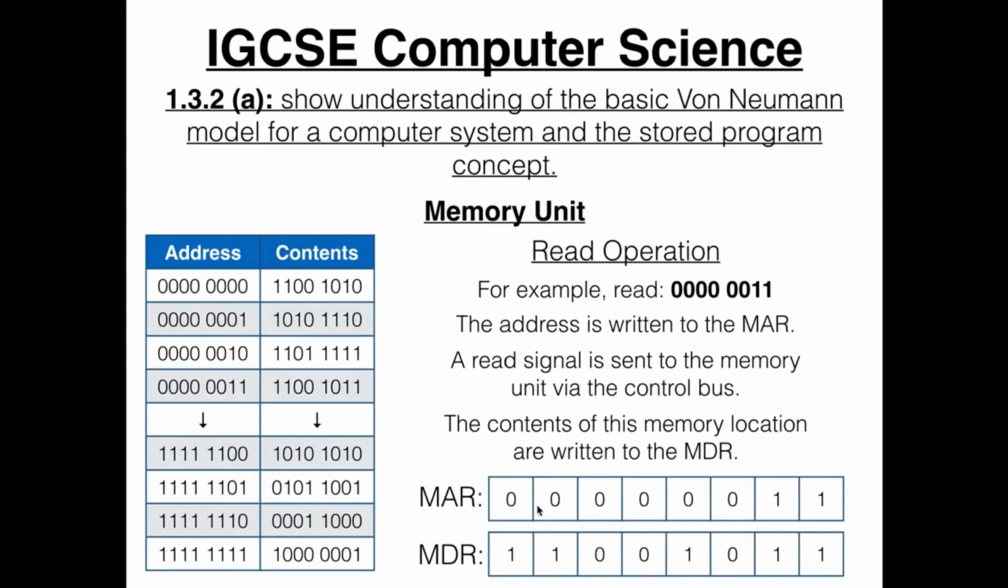Basically the MAR holds the address, that's why it's called the memory address register, and the MDR, the memory data register, holds the data of the address. So we look at the address here, and the contents would be 11001011. So that's what the MDR would hold.